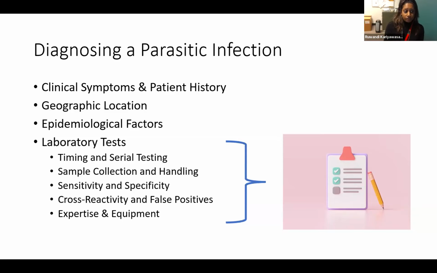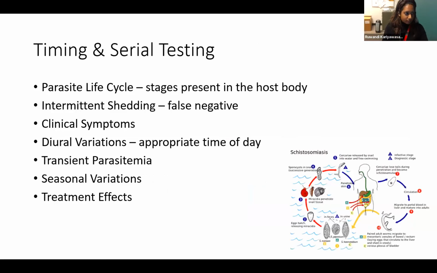The actual collection of the sample and handling of it, limitations with sensitivity and specificity depending on the test that you're thinking about. There are always issues of cross-reactivity with some of these helminthic infections, and having overall the expertise and equipment available. These are all factors we consider on the lab side when we want to think about having a diagnostic test. And so, thinking about the timing and serial testing, well, there are a number of factors that actually go into that.